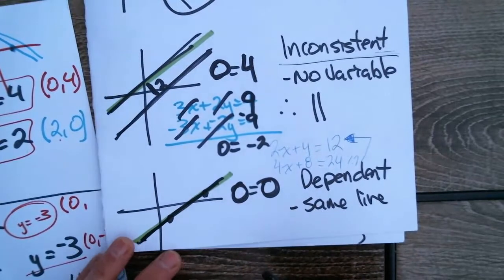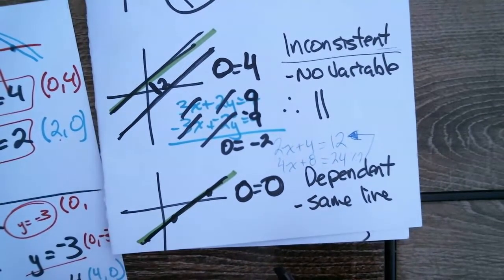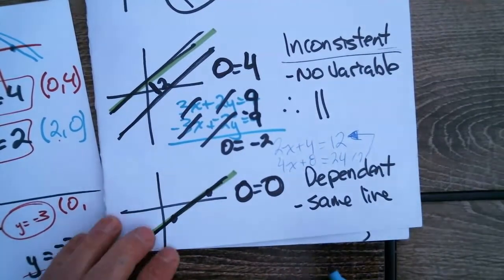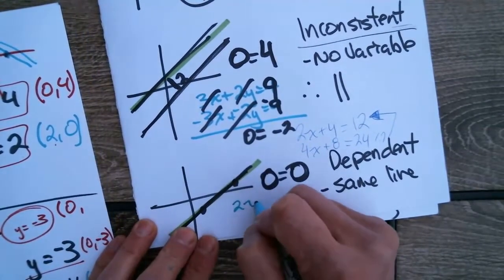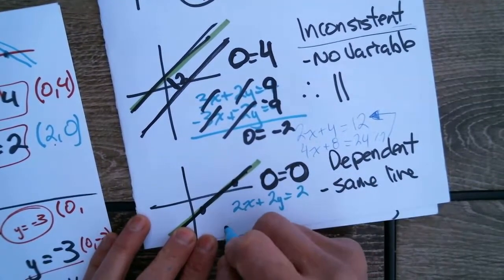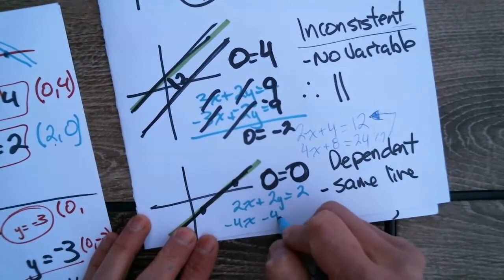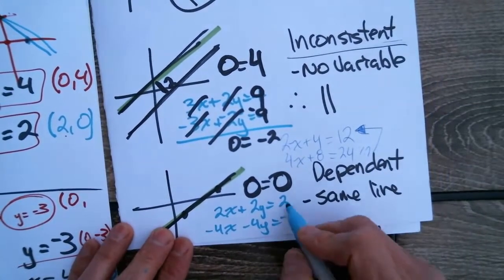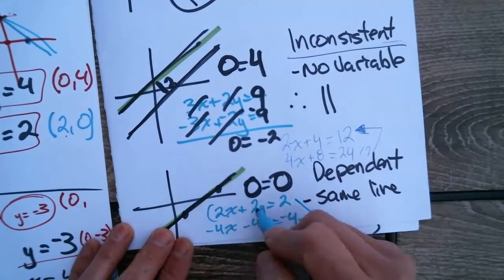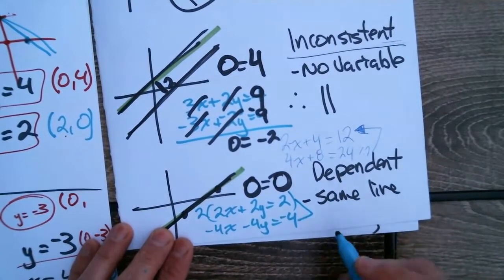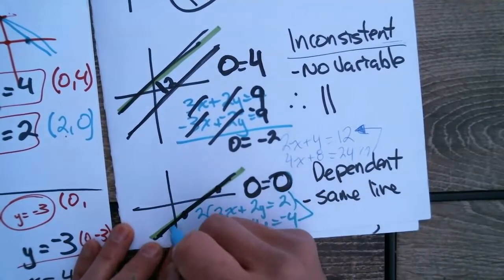So it's also going to come in when we have things like 2x plus 2y equals 2. And then here I get negative 4x minus 4y equals negative 4. So these are equivalent. If I multiplied the top one by 2, then these would completely cancel out. I would get 0 equals 0, same line.